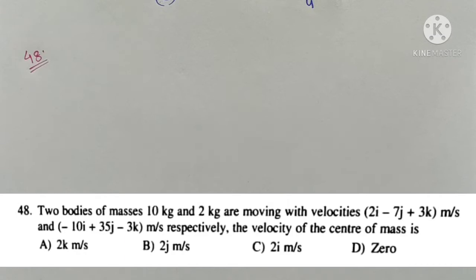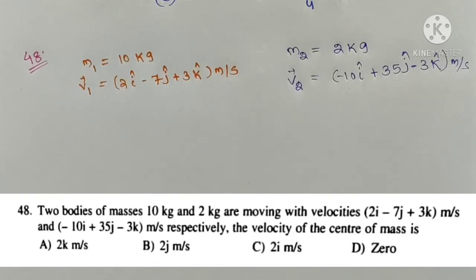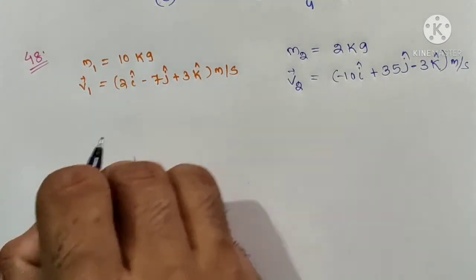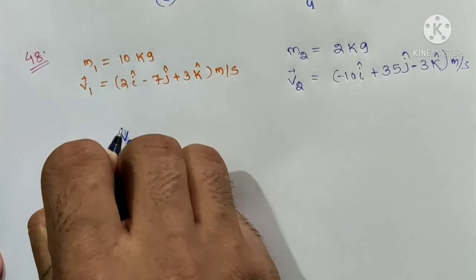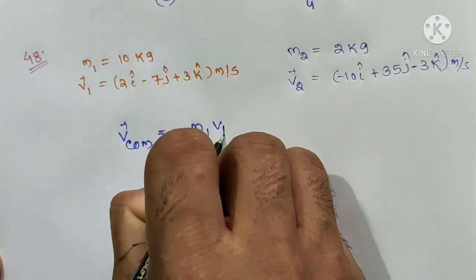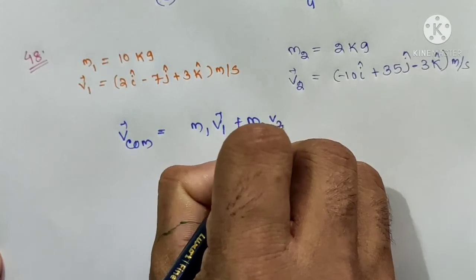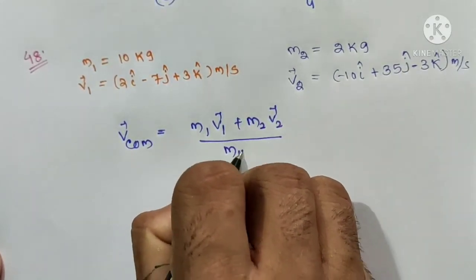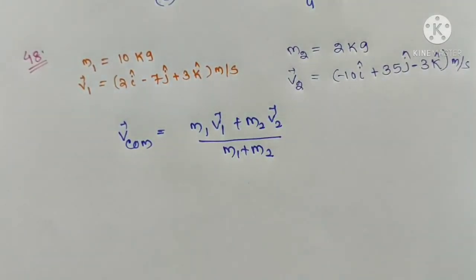Question number 48. Two bodies of masses 10 kg and 2 kg are moving with velocities respectively. The velocity of center of mass is. Two masses with their velocities are given, and we know the velocity of center of mass is given as (m1 v1 plus m2 v2) by (m1 plus m2). So put the values in this formula.